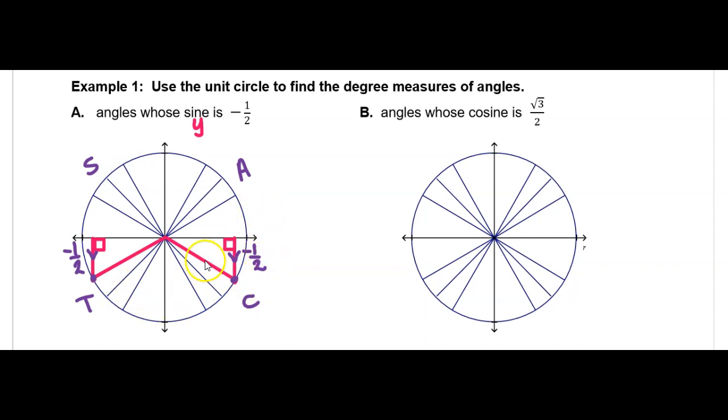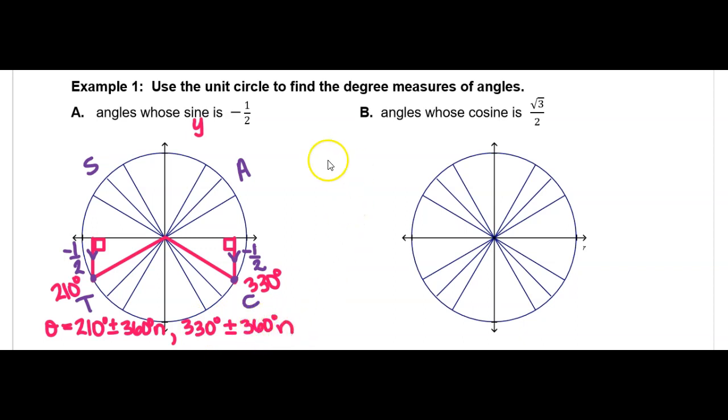What are the angle measures here? So we're looking for this angle measure right here, which would be 210 degrees, and we have 330 degrees. But remember, there are many angles that have this terminal location. If we add 360 degrees to this location, we're going to be back here again. So theta equals 210 degrees, plus or minus multiples of 360, so 360 degrees n, and also 330 degrees, plus or minus 360 degrees n. So go ahead and pause the video and see if you can come up with example B.